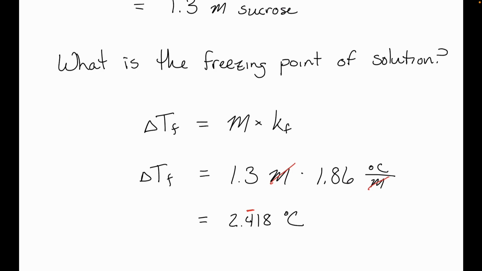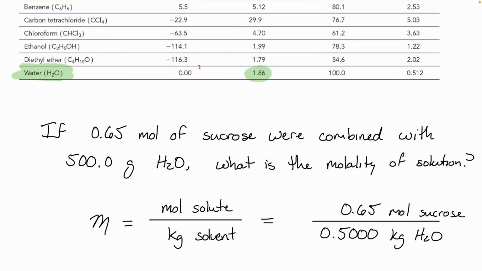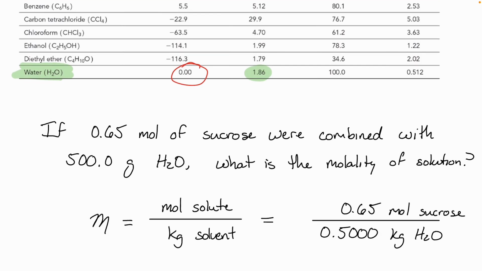Because let's be clear, the question was, what is the freezing point? Right? So what I've calculated here is, what does this delta mean? Change. So I've calculated how much it's going to change from what it normally is, all right? But I have to make note, water normally freezes at 0 degrees Celsius, okay? If I make a solution, is it going to freeze at a higher or lower temperature than 0? Lower, always lower, right? Freezing point depression.